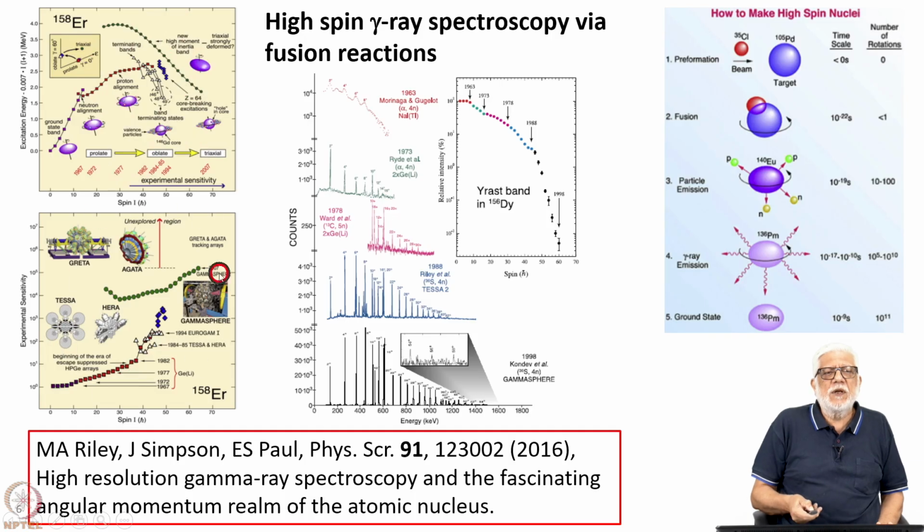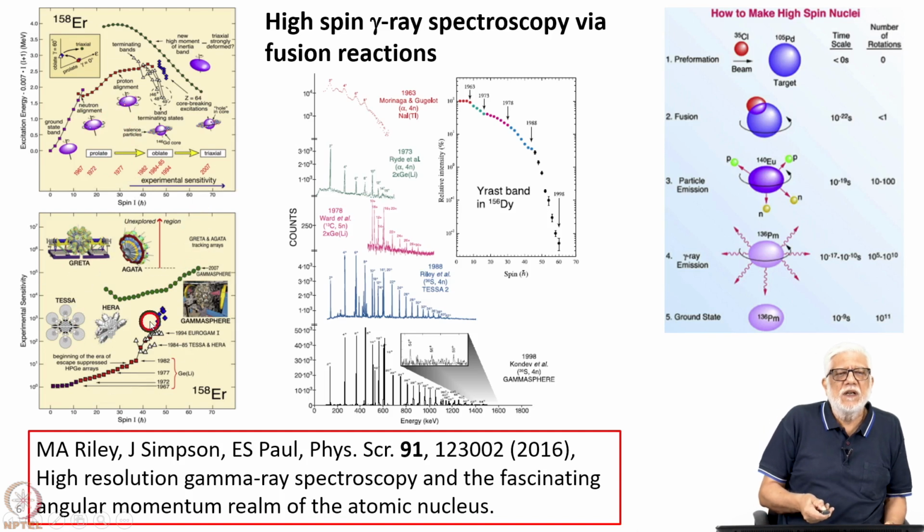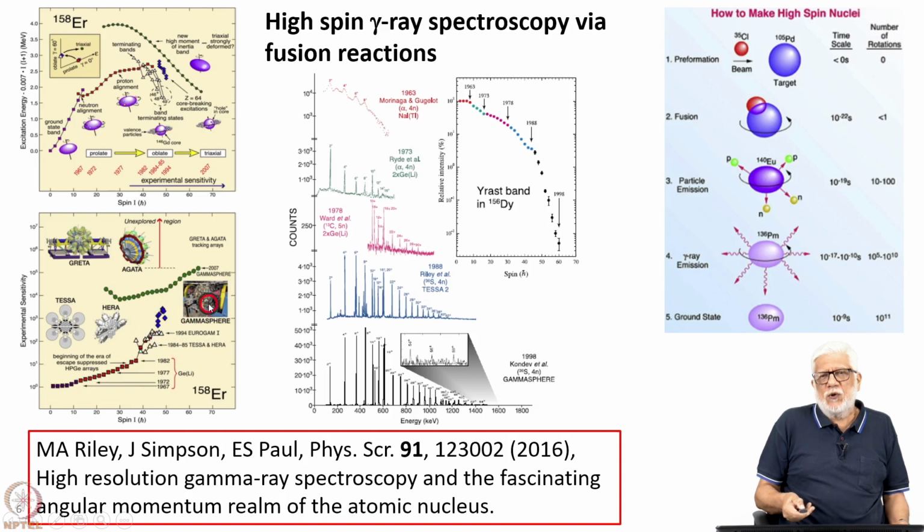And similarly here is shown the work that was done using more modern arrays, which are gamma ray tracking arrays such as GRETA and AGATA. GRETA is the US array and AGATA is the European array, and these are the earlier arrays, the TESSA and HERA. These studied this region, whereas the newer arrays go up to higher angular momenta, in fact to the limits of the maximum angular momenta. I don't have a picture here, but maybe I'll show it in some future lecture.